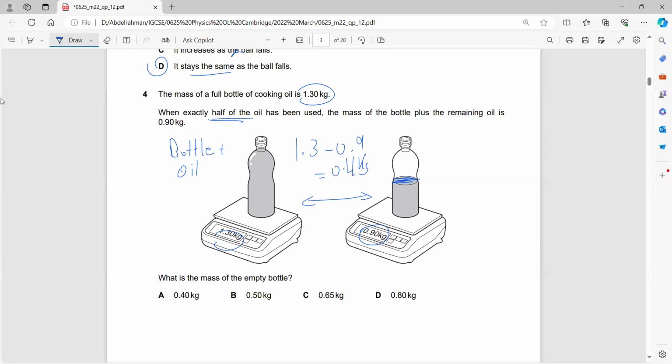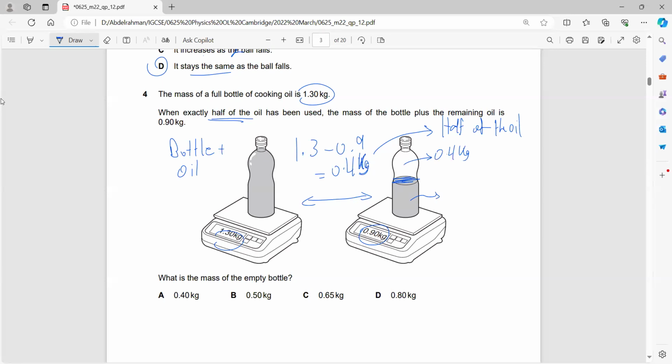0.4 kilograms. What is 0.4 kilograms? This is half of the oil. 0.4 kilograms is half of the oil. Now I need the empty bottle. I need to remove the remaining half. So the half of the oil is 0.4 kilograms. What about the mass of the remaining oil?